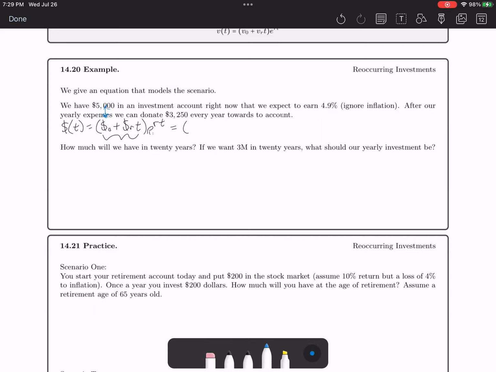Our initial amount is $5,000, plus our recurring amount is 3,250. And we're going to do that every year, so we multiply it by t. And this quantity is being multiplied by e to the r. We're expecting a return of 4.9%, so that's 0.049 times t. So now this is a function that depends on t. And in fact, I think that's answering that first part.